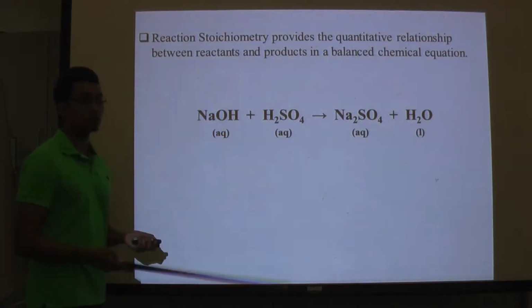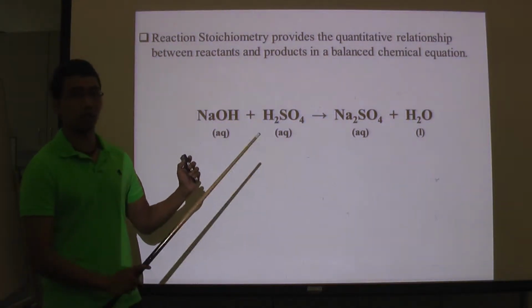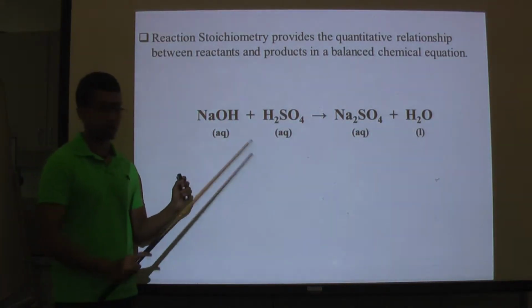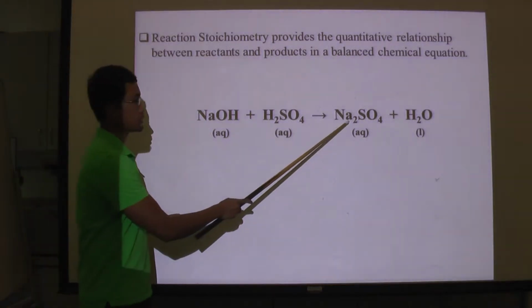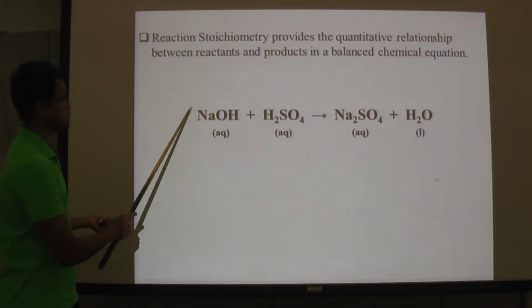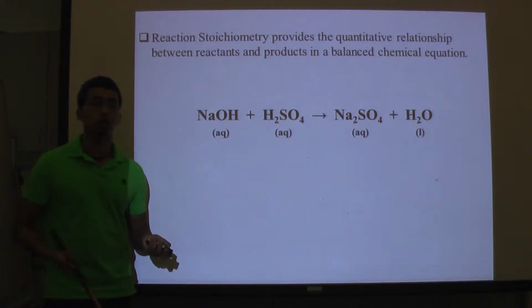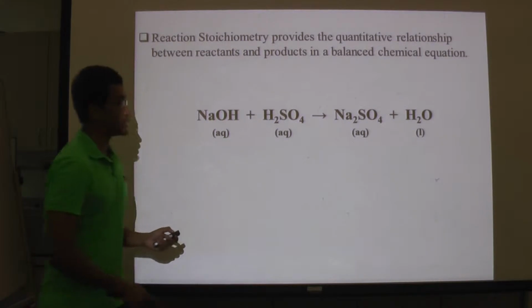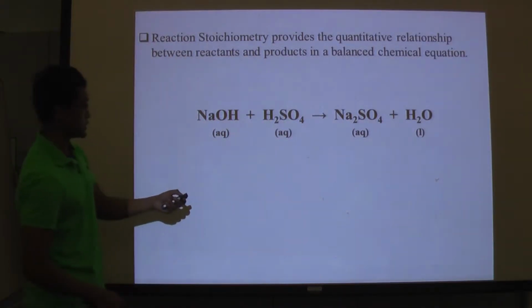The first and foremost thing to do is to balance the chemical equation so that we can make use of it and get the right quantitative relationship between the reactants and the products. We have one sodium here, two sodium here. So the first thing to do is to put a 2 in front of sodium hydroxide, and that 2 is going to be called a stoichiometric coefficient. We also have to put another 2 in front of water, as we will go over, to balance the chemical equation.